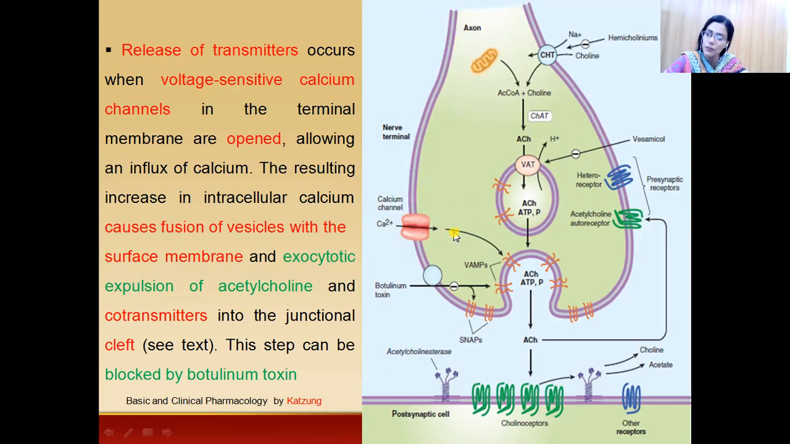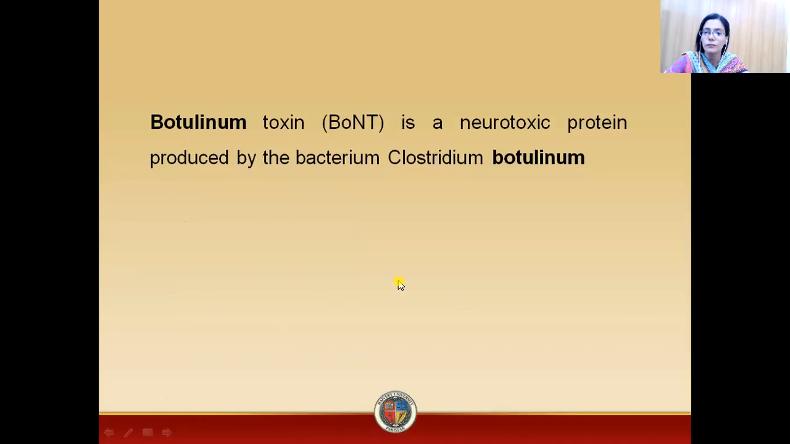This calcium will give a stimulus to the vesicle to fuse itself with the presynaptic membrane. Then there will be an exocytosis process. As a result, there will be expulsion of the acetylcholine along with the co-transmitters, that is ATP and proteoglycan. Now, this content is in the synaptic space. This process of release is inhibited by a toxin, that is botulinum toxin. This botulinum toxin is a neurotoxic protein that is produced by the bacterium Clostridium botulinum.